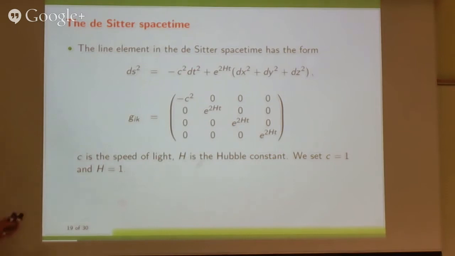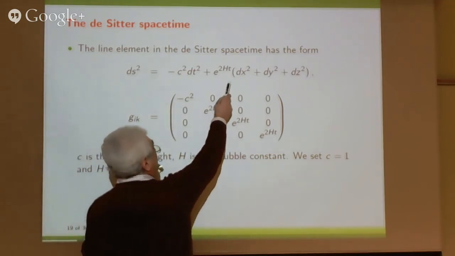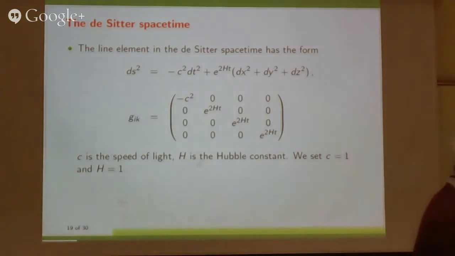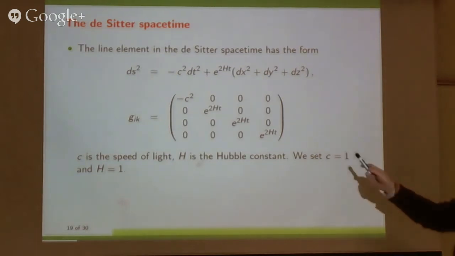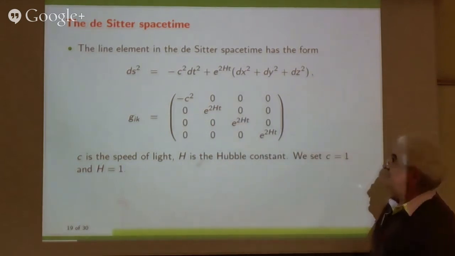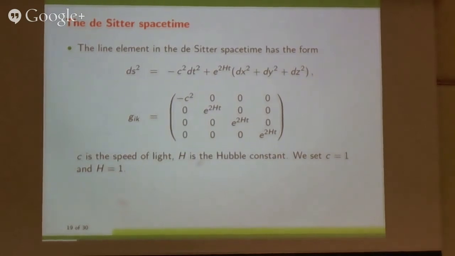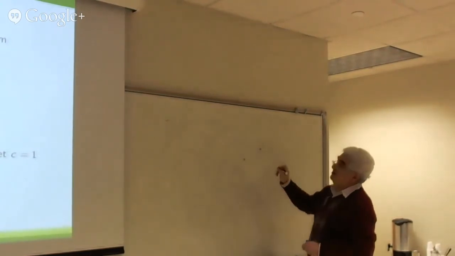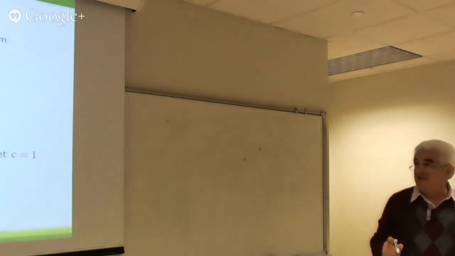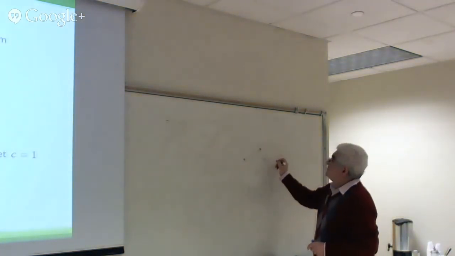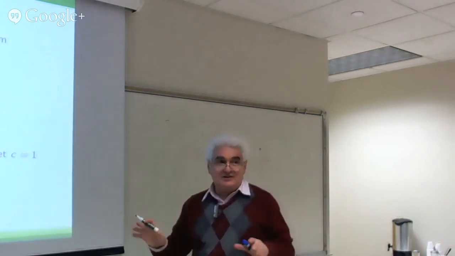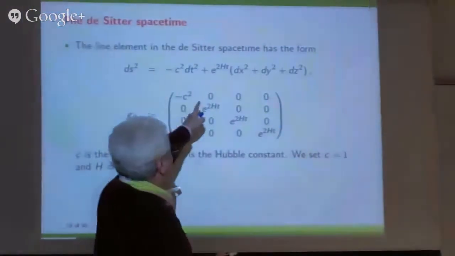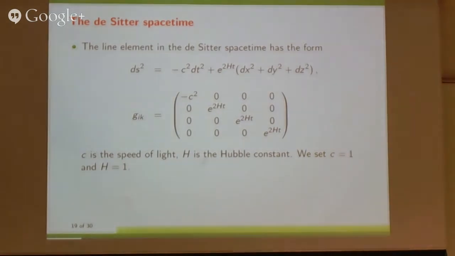And what is De Sitter space-time? De Sitter space-time is a space-time where in front of the spatial part of the metric, we have a function which depends on time. And this function is exponentially increasing, and it shows that if we have two points and we measure the distance between two points in space to any object in the universe, the distance is increasing so quickly, and this is the reason why it's expanding. But H is a very small number, in fact. It's the so-called Hubble constant. And mathematically, of course, c is the speed of light, H is the Hubble constant, and we set them to 1.